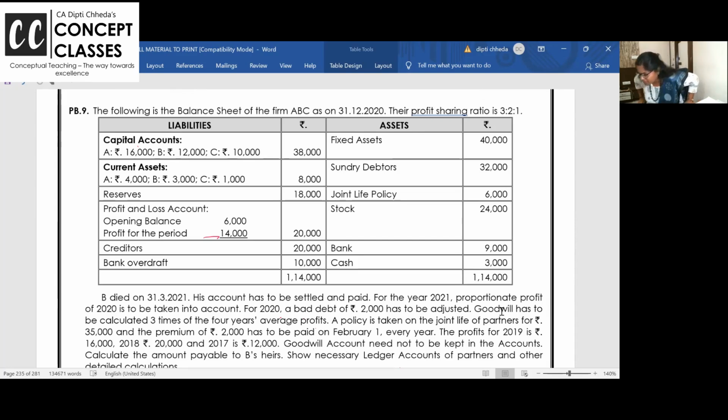Chalo, make the ledgers. 2 seconds there. Make T-format ledgers. Just prepare the capital accounts and the current accounts. Generally, if nothing is given for goodwill, we can take it in the capital and current accounts.